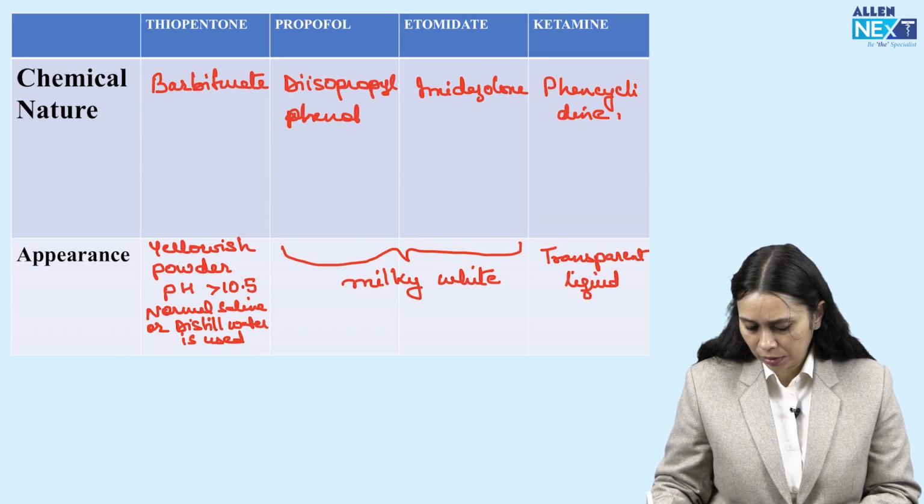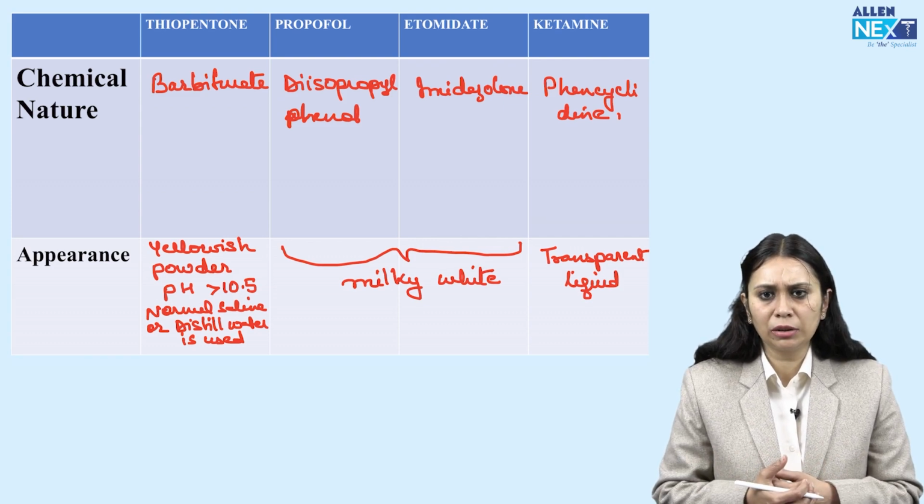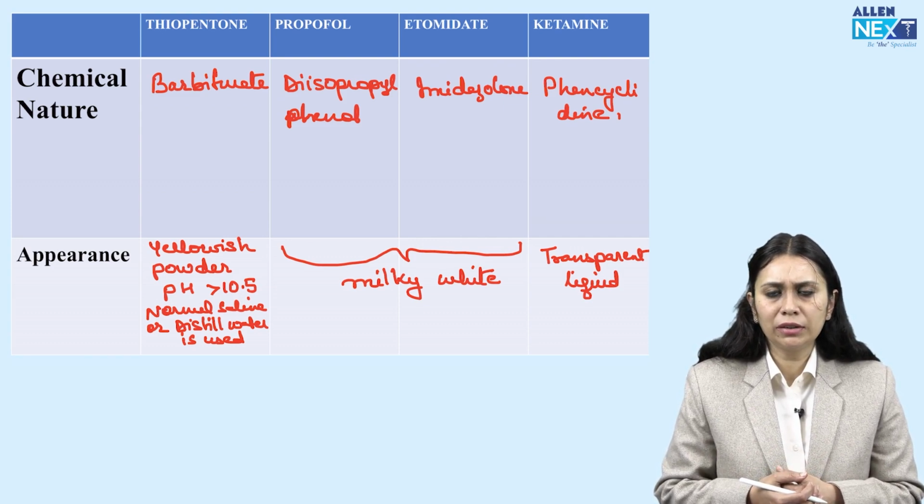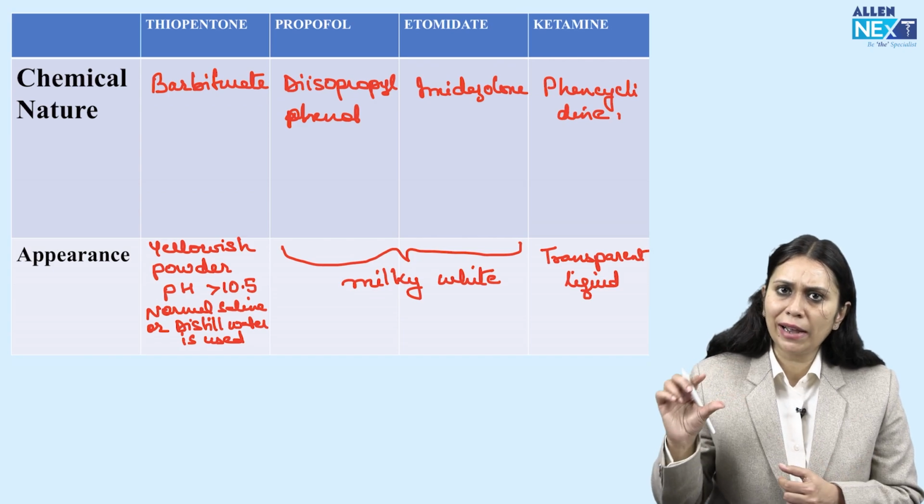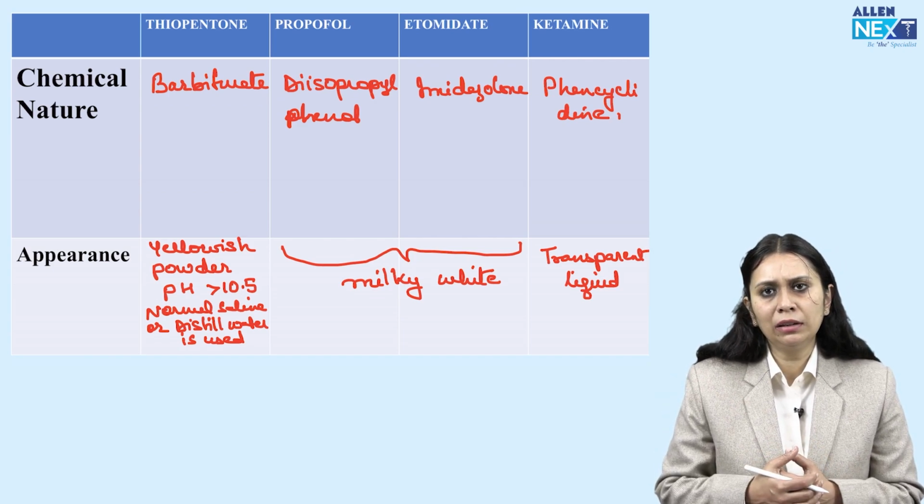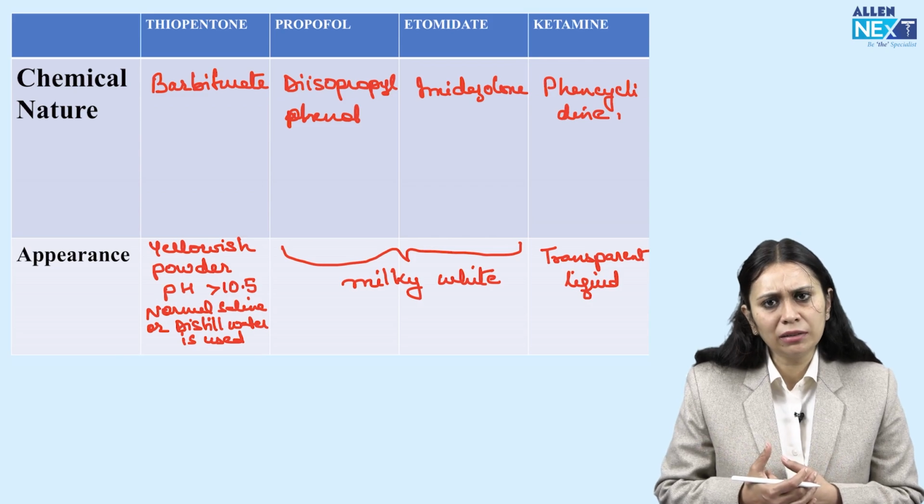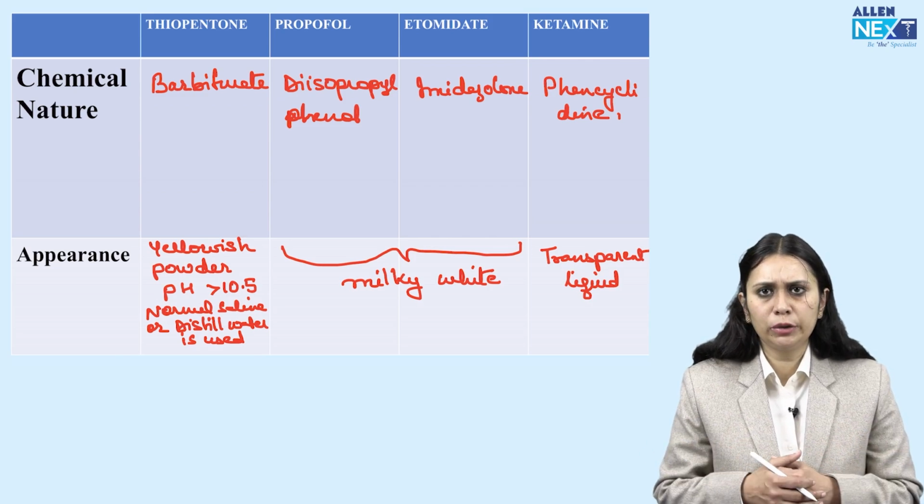Okay. So appearance, right? Questions are asked on appearance. Which of the following drugs is milky white in color, or a vial of a drug can be given and they can ask you which drug is this. If it is milky white and propofol is in the options, the answer would always be propofol.